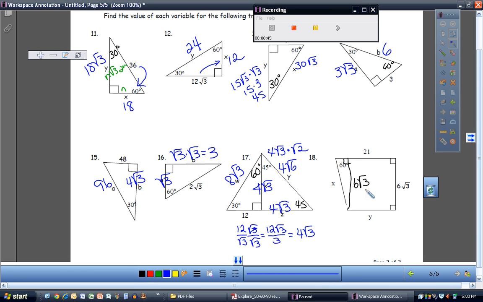This last quadrilateral, I actually drew in a 30, 60, 90 triangle, and this segment is 6 square root of 3. These two are the same because they're between 2 parallel lines. This is my long leg. To get to my short leg, I divide by the square root of 3. So this is 6. And then I multiply by 2 to get to the hypotenuse. That's 12. If this piece is 12 and the whole thing is 21, then this piece is 15. So y is 15.